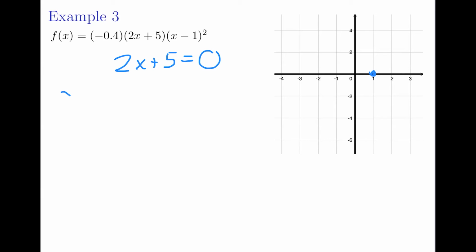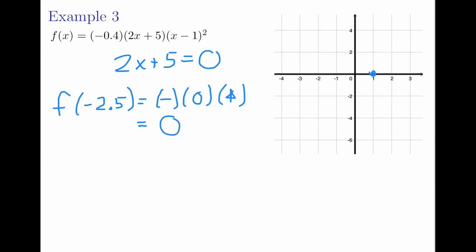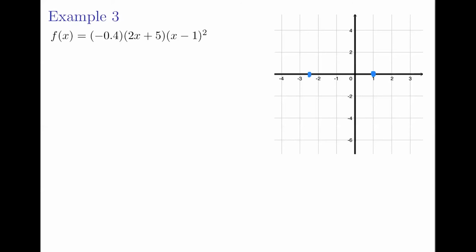So if you do f of negative 2.5, you're going to get minus 0.4 times 0 times something. And that's going to be 0. So we have another x-intercept that's here at negative 2.5. The question now is, what does the graph of this function look like? Does it look like this? Does it instead look like that? Or does it look like something different? And we'll see that the answer is it actually looks like something different.